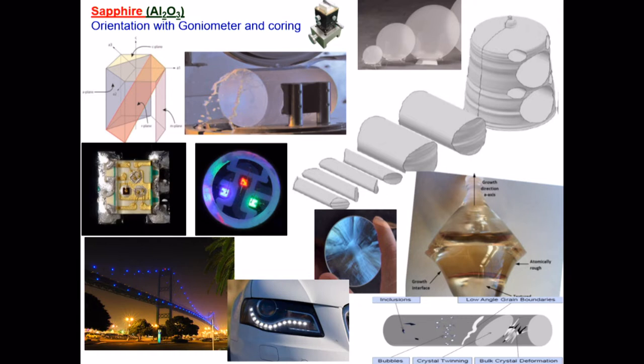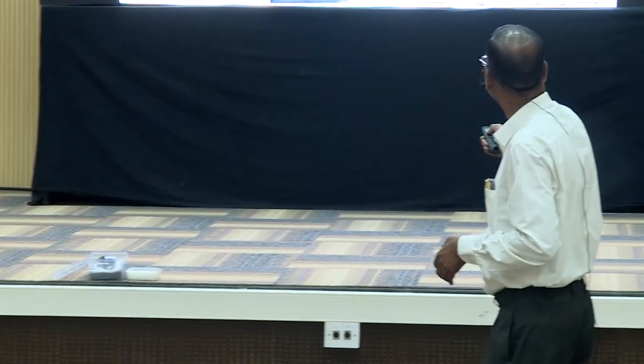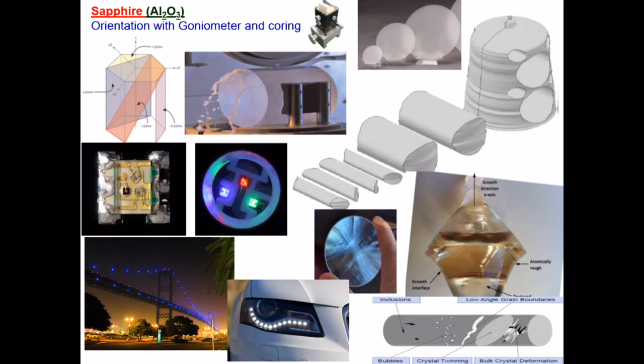The whole boule may not be useful for substrates or devices. We do coring, the process is called coring, and we get the center part like this, and then it has to be sliced. Usually, when you are slicing a soft material, you can make a harder blade or cutting wire and slice it. Sapphire is one of the hardest, so it is not easy to slice.